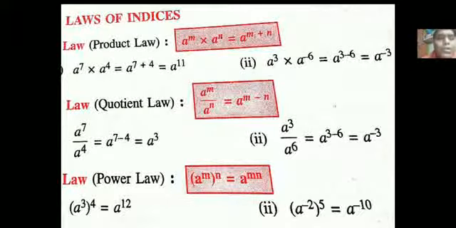Next, power law: a to the power m, bracket, to the power n, is equal to a to the power m into n. Example: a to the power 3, bracket, power 4 is equal to a to the power 3 into 4, so you can find a to the power 12. A to the power minus 2, bracket, power 5 is equal to a to the power minus 2 into 5, so minus 10.